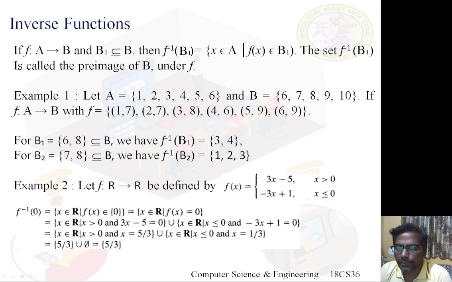So only the element 5 by 3 is a pre-image of 0. This is how we compute f inverse of 0. And this is about inverse functions. Now let me proceed to properties of relations.